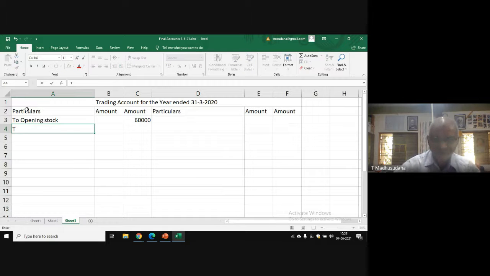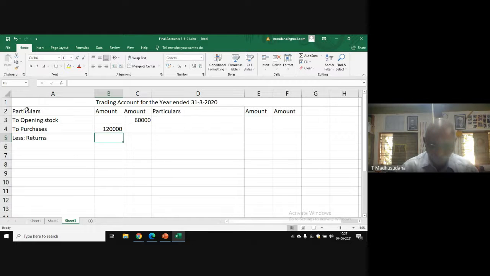To purchases. For purchases there is an adjustment, therefore we have to show it in the inner column: 1,20,000. There is an adjustment for purchases. Purchase returns are there. The returns which appear on the credit side of the trial balance are considered to be purchase returns. So less returns, 1,500. So what is the net amount? 1,18,500.